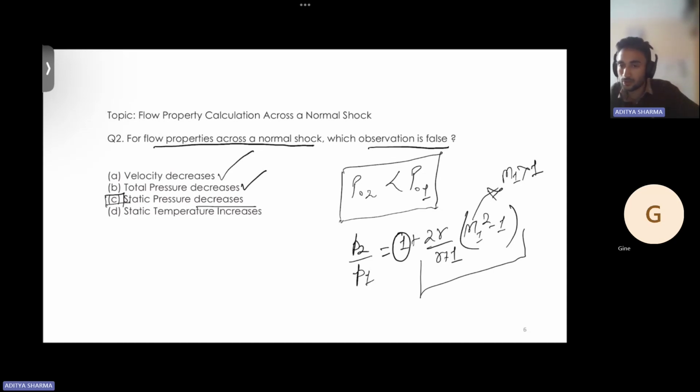So if we somehow remember the mathematical relation, from there also we can deduce that static pressure across a normal shock increases and it does not decrease. All right. So static temperature increases. So this also is true. So across a normal shock, we see that static temperature certainly increases. All right.